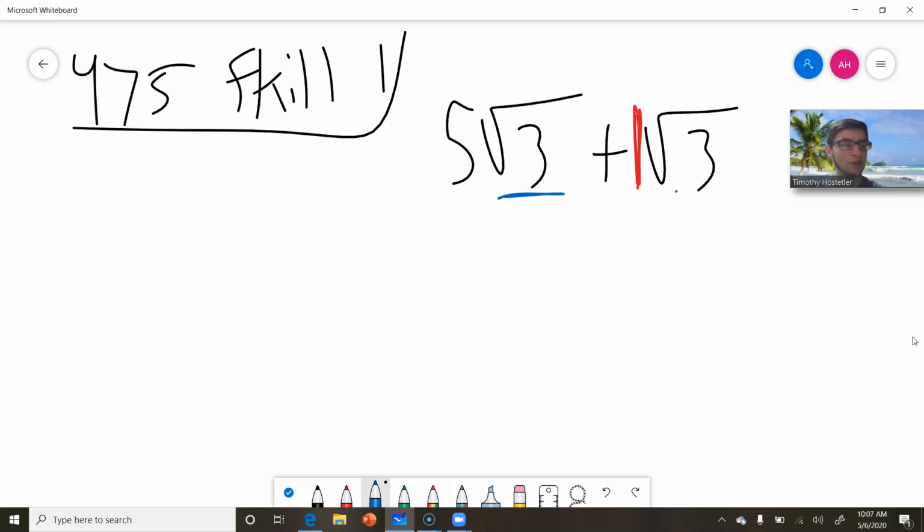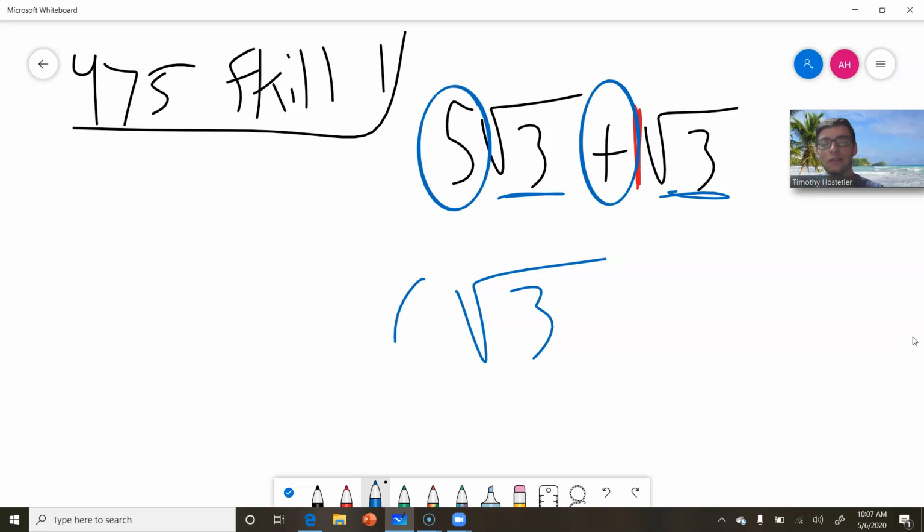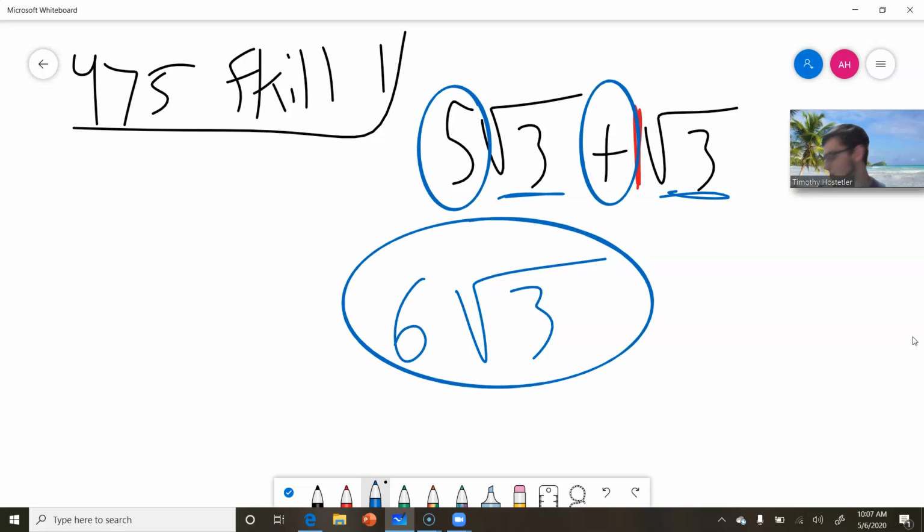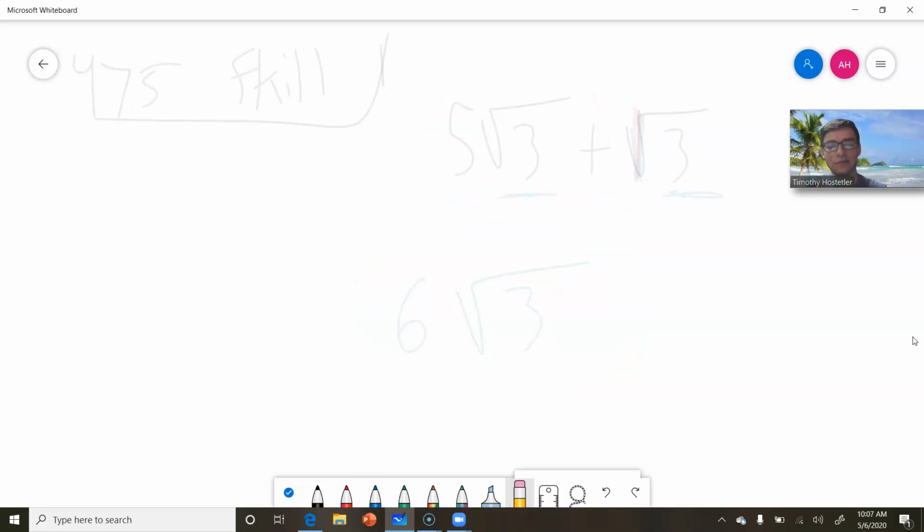So we can say we have like terms. The square root of 3 is going to stay, and then we add 5 plus 1, and we get 6 times the square root of 3. Okay, so that's pretty straightforward. If there's nothing in front, remember, there's always a 1.